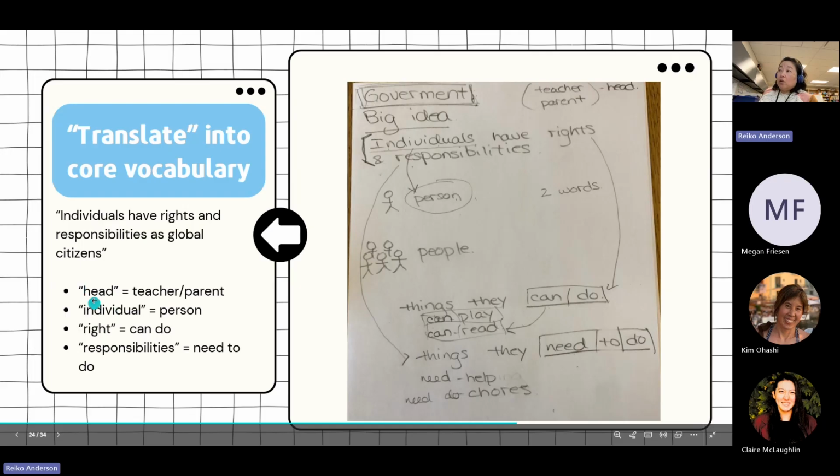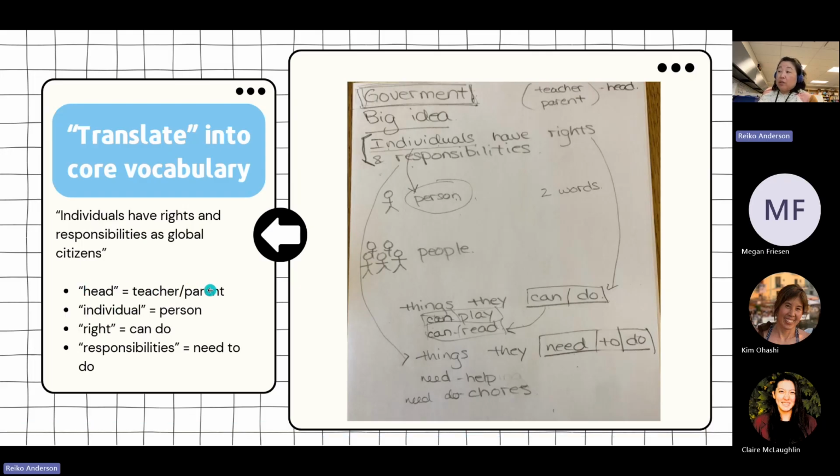So the head referred to the teacher or the parent in the classroom, right? And individual meant person. Rights were things I can do, responsibilities, things I need to do. And you should notice that all the things on the right-hand side are core vocabulary or core-ish vocabulary, right? When we think about somebody with an AAC system, I don't know if the word individual is in there. The word head might probably be in there under body parts, but definitely not as a head of an agency, that kind of concept, right?